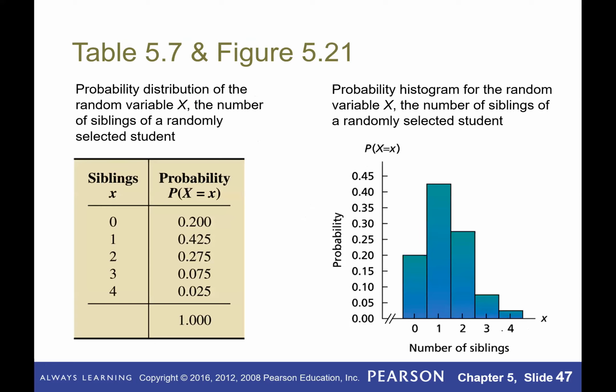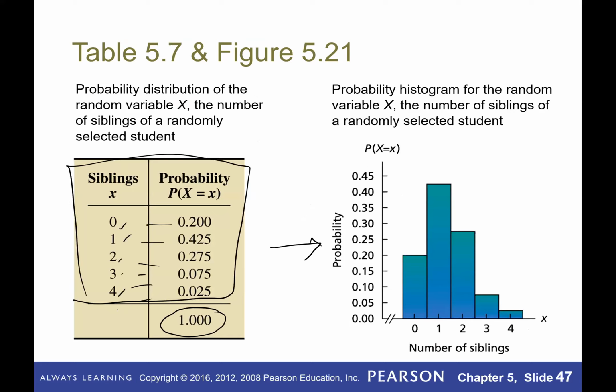So now we are given a probability distribution and its corresponding histogram. This is the example for the number of siblings, where x is 0, 1, 2, 3, 4, and their corresponding probabilities are given. So we have the possible values and their corresponding probabilities. So the total probability is 1. So if you are given this table and asked to check whether this is a probability distribution or not, how do you check?